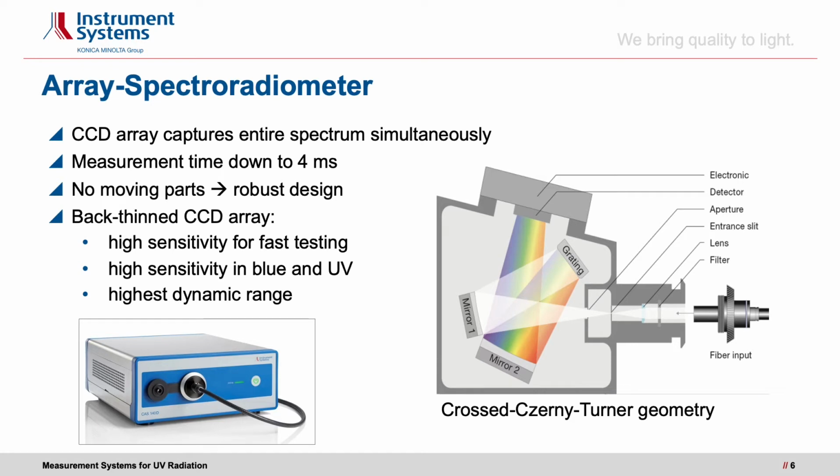This way, the optical path length is made as long as possible in a very compact design. The usage of the back-thinned CCD array as a detector provides high sensitivity for fast testing, even in the normally less sensitive blue and UV range. Also, the highest dynamic range is enabled.